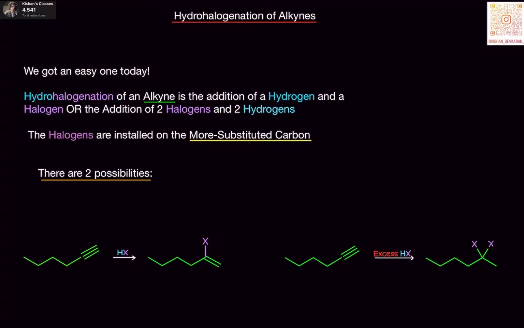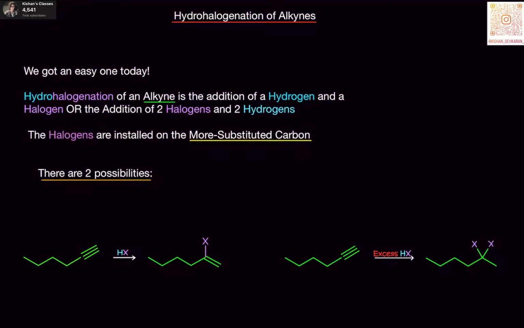Okay. Hydrohalogenation of alkynes. Hydrohalogenation of alkynes is the addition of one hydrogen and one halogen, or the addition of 2 halogens and 2 hydrogens. I will explain. But first, the halogens are installed on the more substituted carbon.